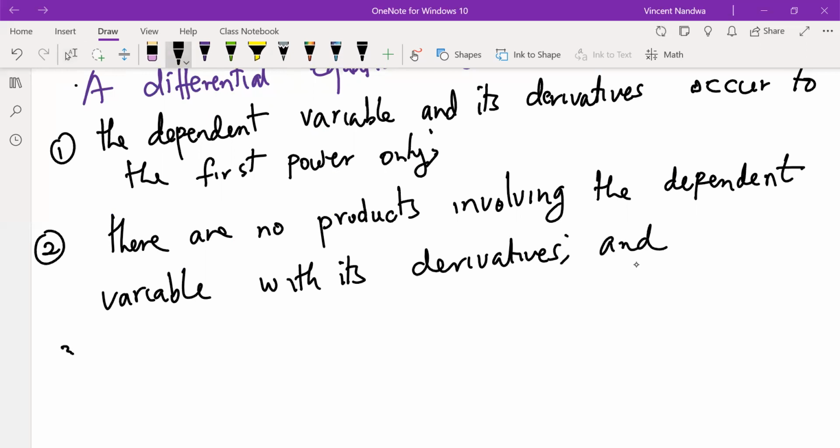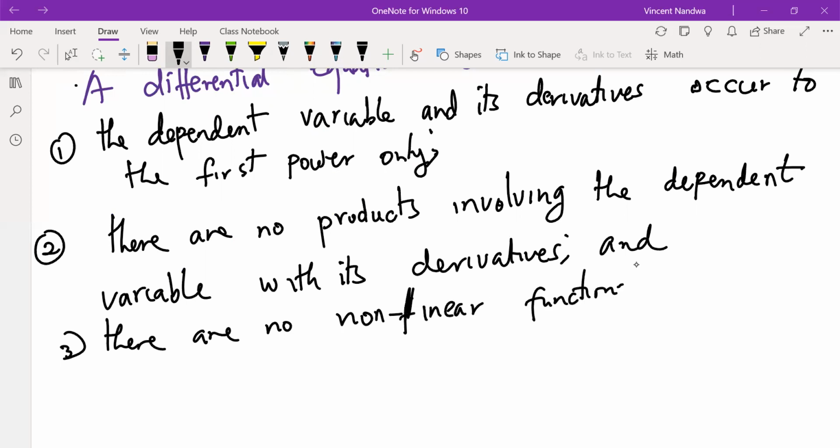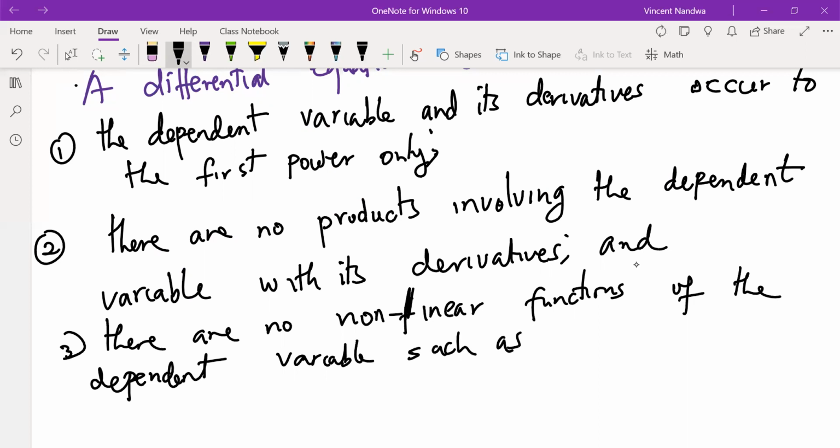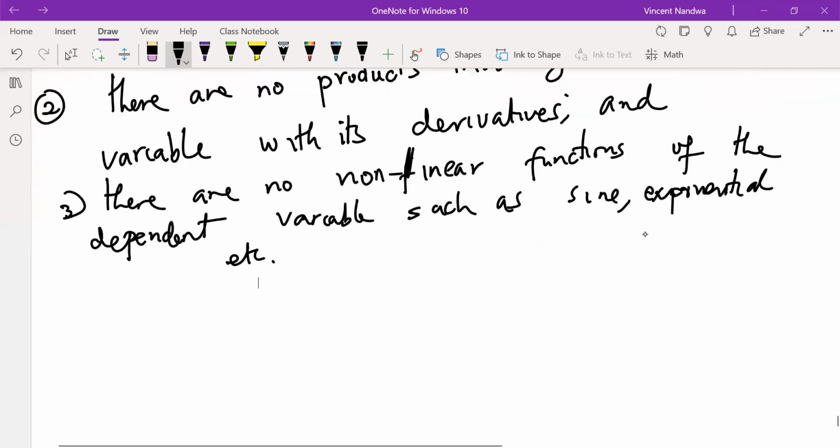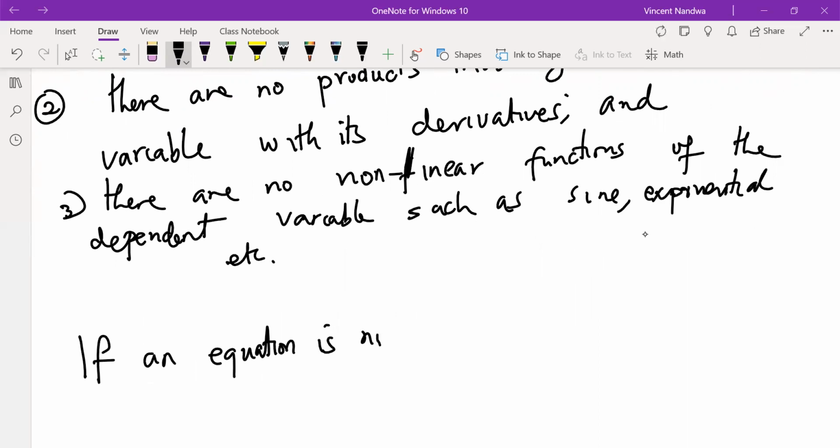And then the other one, there are no nonlinear functions of the dependent variable, such as sine, exponential, etc. So if an equation is not linear, then it is said to be nonlinear.